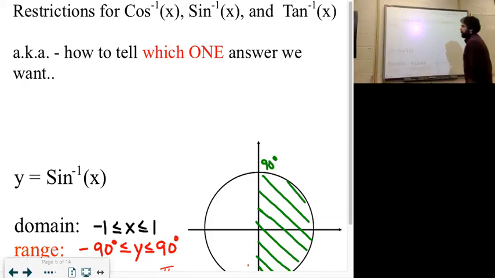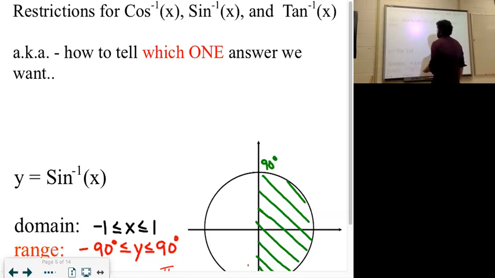Right now we're going to talk about what we call restrictions that exist for the inverse cosine function, inverse sine function, and inverse tangent function, and basically talk about how do I know which answer we want to give. So here's kind of what I mean by restrictions.